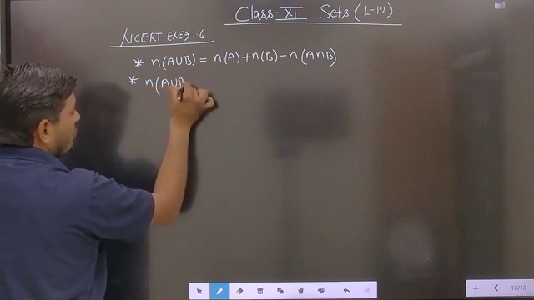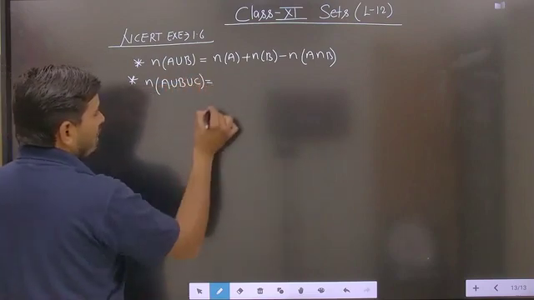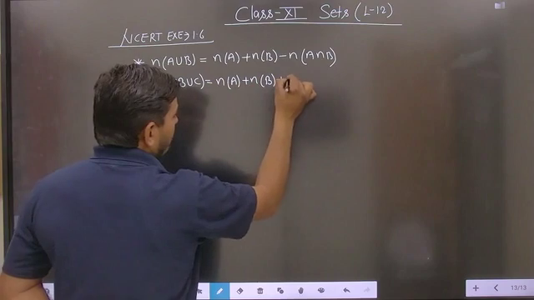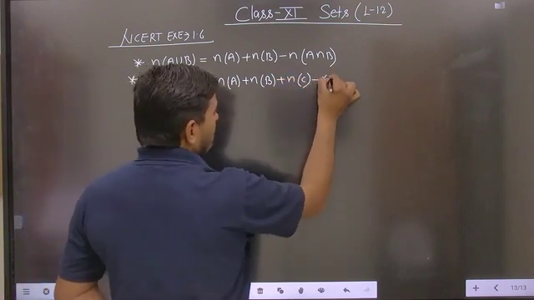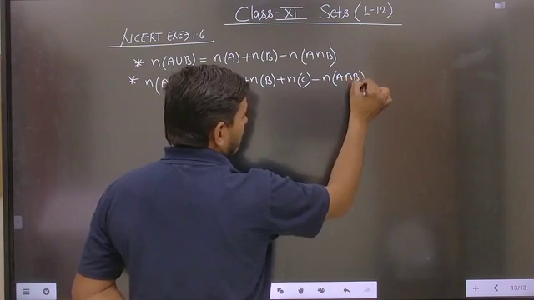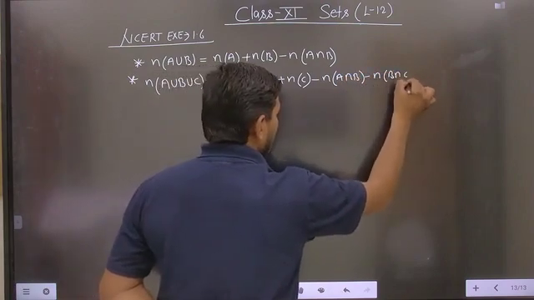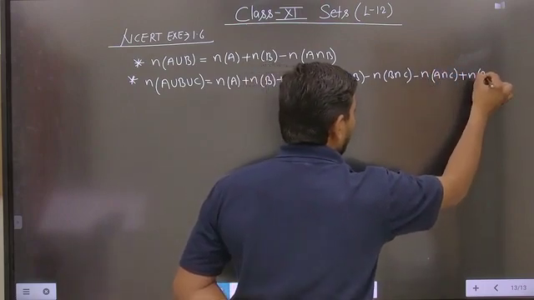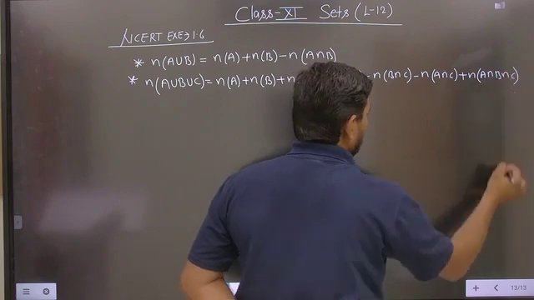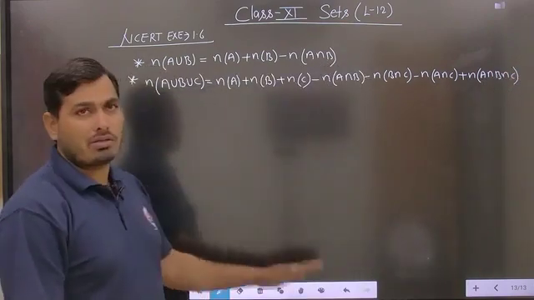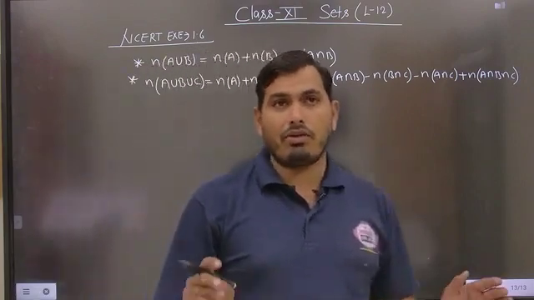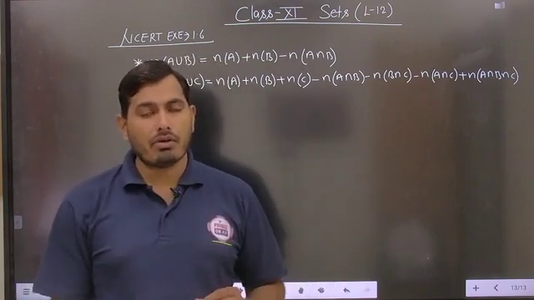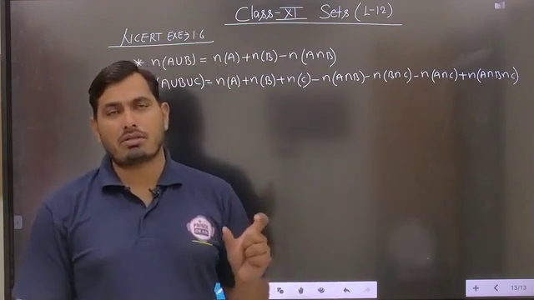We also discussed another formula related to three sets, A union B union C, which is written like this: number of elements in A plus number of elements in B plus number of elements in C, minus number of elements in A intersection B, minus B intersection C, minus A intersection C, plus number of elements in A intersection B intersection C. We discussed these formulas in the last class with the help of the Venn diagram or the basic parts of the Venn diagram, where you can describe the two types of formulas.